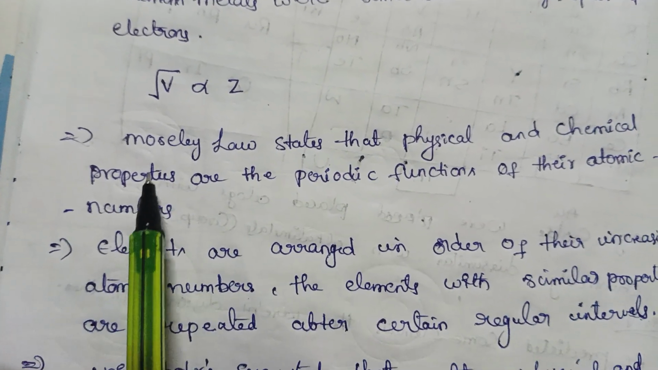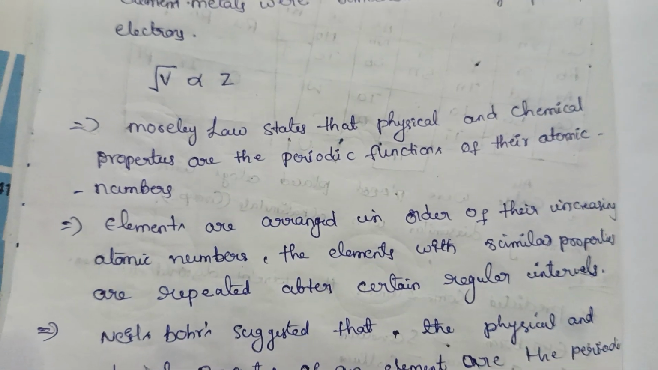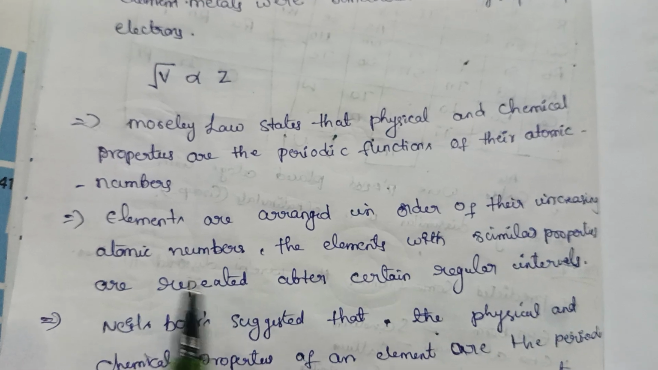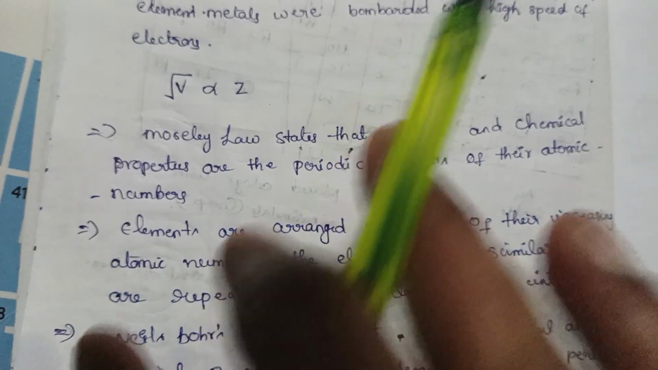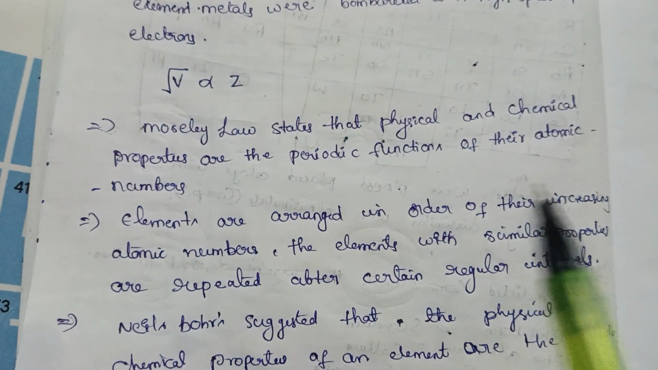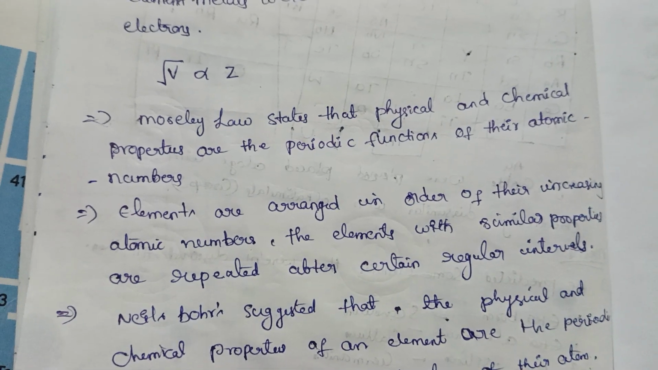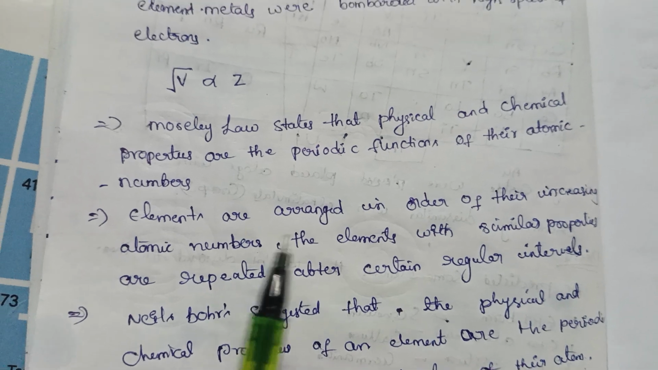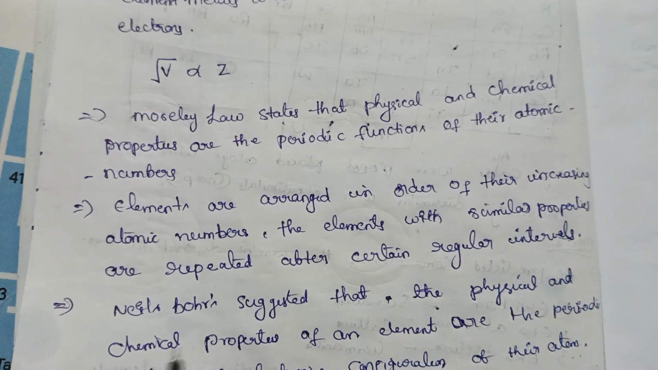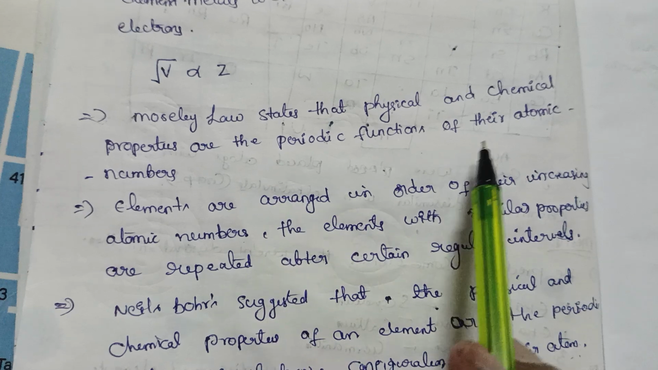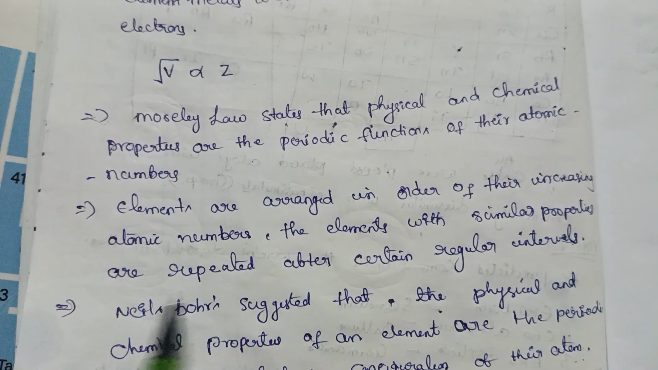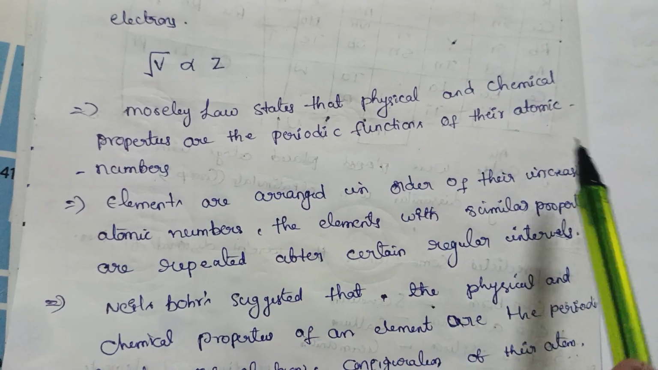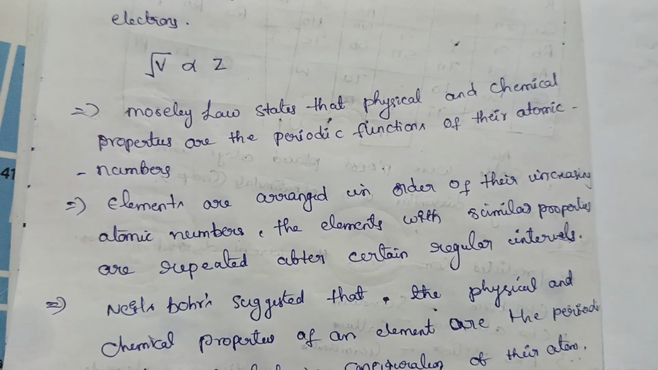So finally, Moseley's law states that physical and chemical properties are a periodic function of the electronic configuration of their atoms, not atomic numbers. Only the definition was modified, not the periodic table. Everything is still arranged in increasing order of atomic numbers, but only the definition was modified by Niels Bohr.